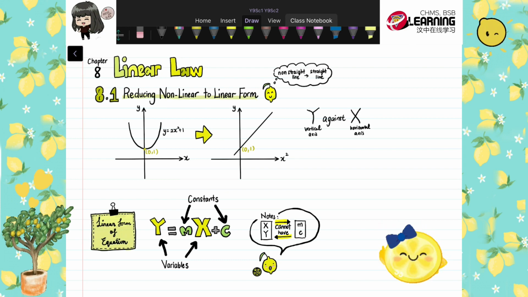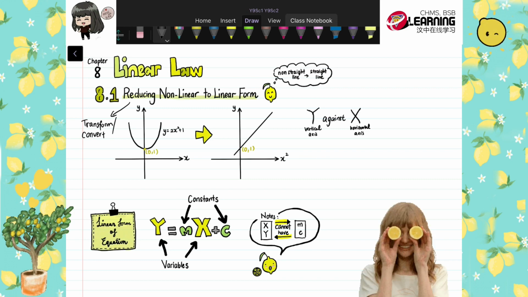Okay, just look at this 8.1. It's reducing non-linear to linear form. Okay, the word reducing, another word for reducing means is change. Okay, or if you see this word transform, or some book says convert. Okay, transform non-linear to linear form, convert non-linear to linear form, or change non-linear to linear form. Basically they are the same thing. Okay, basically we are changing the non-linear equation or non-linear graph to linear form.